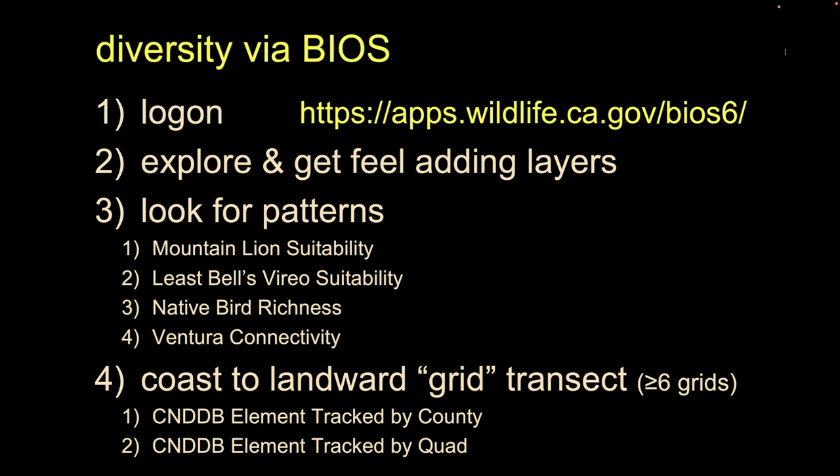Okay, so the first thing, why don't you go to this? You can either just search BIOS and the number 6 will probably come up, and then click the link, or just type in apps.wildlife.ca.gov/BIOS6. BIOS6 refers to the 6th iteration of this database, and that's the current version. I'll give you a second to get on that. If you have Chrome, they recommend Chrome, but theoretically any browser will work.